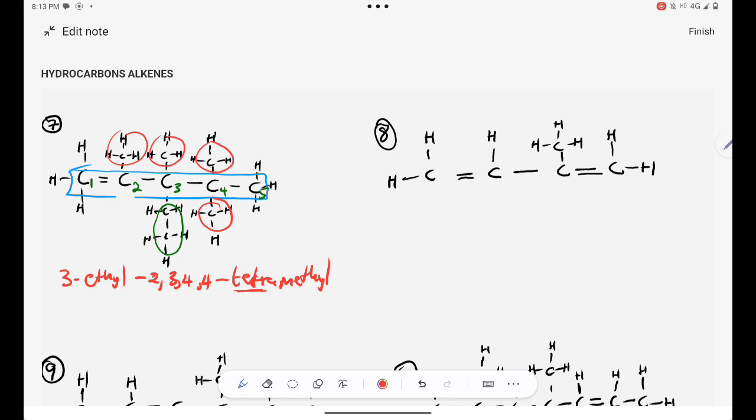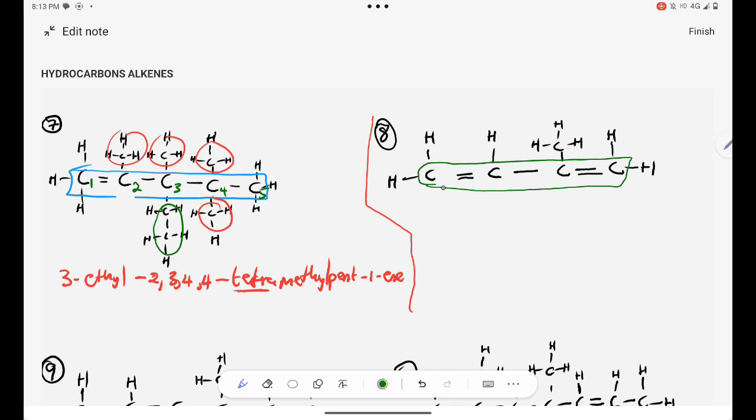Remember that, guys, tetra means 4, right? Since I have 4 of the methyls, I should write tetramethyl. And then the parent chain has 5 carbons. That will be pent. And then between carbon 1 and 2, I have my double bond. That's 1-ene. So the full IUPAC name will be 3-ethyl-2,3,4,4-tetramethylpent-1-ene.